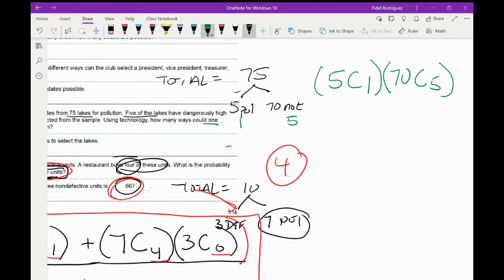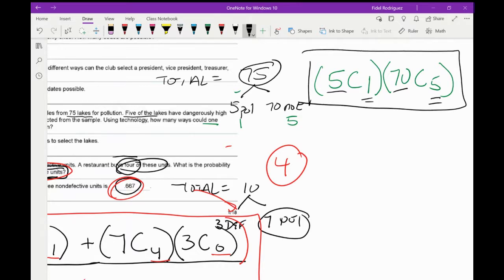So again, one thing I'm going to point out, the 5 and the 70 add up to the 75, and the 1 and the 5 add up to the 6 that I'm going to choose total. So I'm going to do this on my calculator, and I'll walk you through the process and how I'm going to do it using the calculator, so you can see how it works.